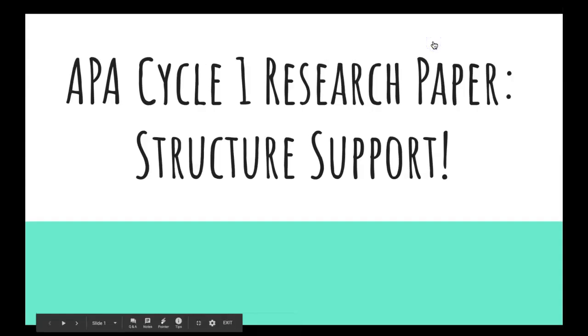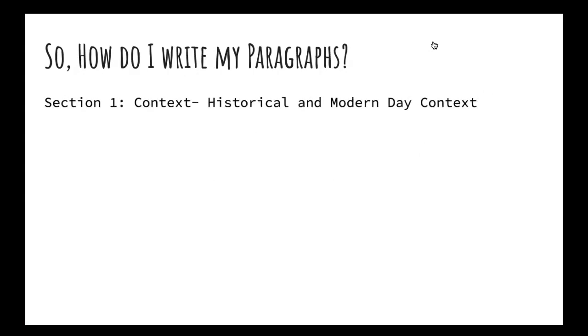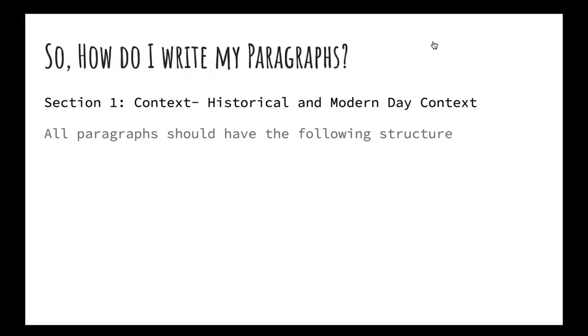So this video is going to quickly cover some of the structures of this research paper to provide you a little bit of support around the actual formatting and structure of your research paper. So some of the first questions that come up is like, exactly how do I write my paragraphs? When you're thinking about section 1, which is just context, providing historical and modern day context, meaning just looking at what is the reality of this issue, there's not any analysis. Your research paper really should just follow in this section of the paper this format for the paragraphs.